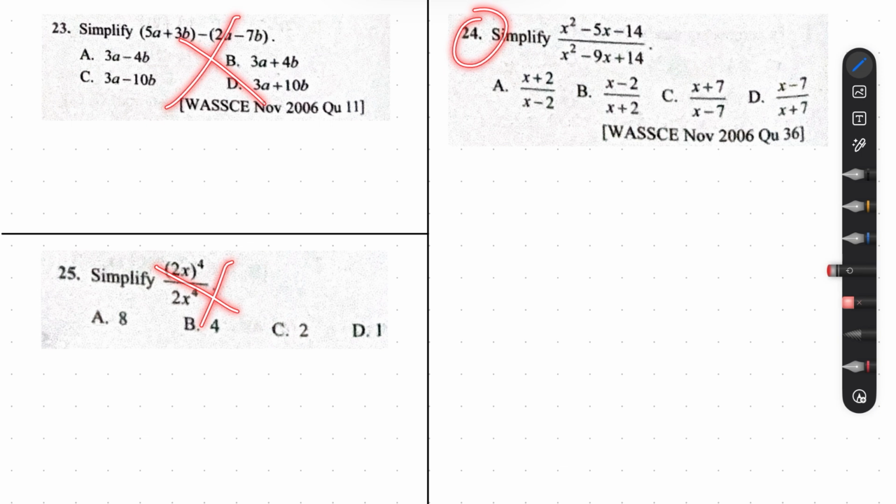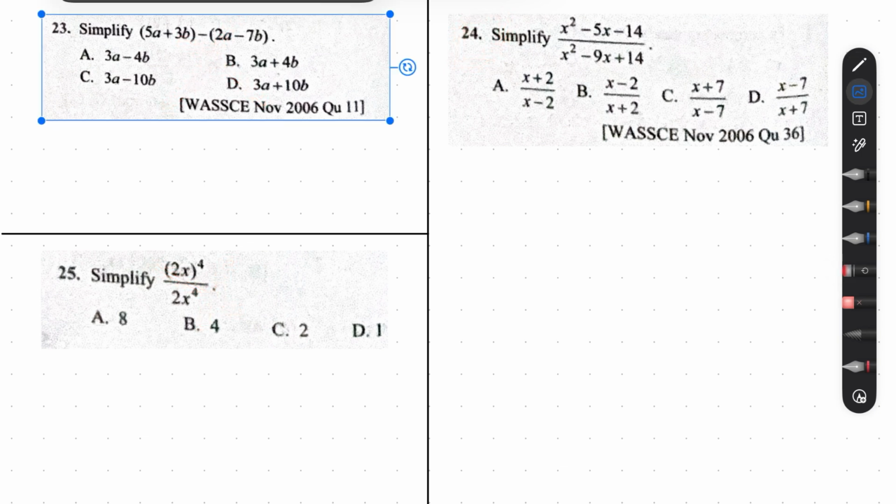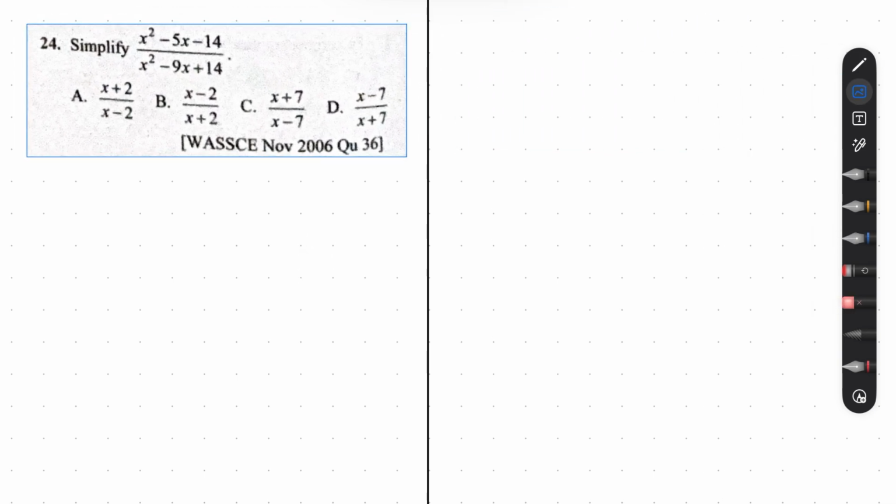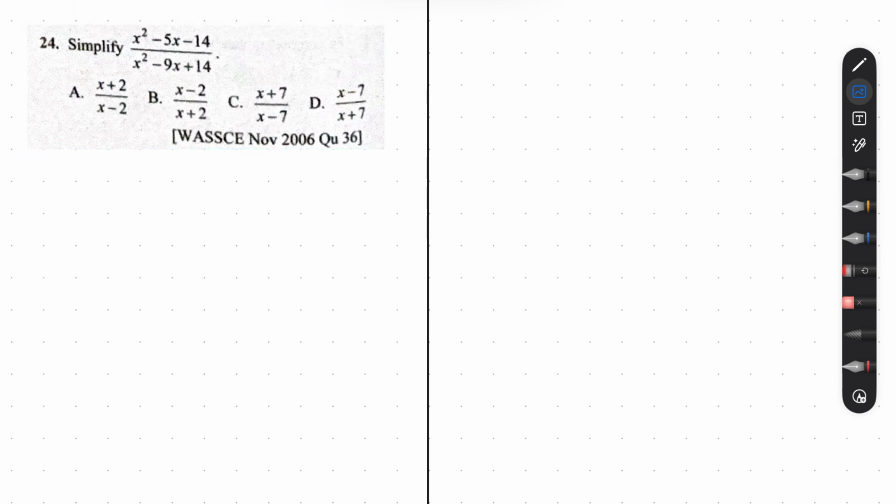Question number 24. So let me quickly take them out, and then we work with just this one. Now in this question, I'm going to show you some trick so that you can quickly solve quadratic expressions. Here we have a quadratic over here and also another quadratic. Normally, if we would have a quadratic separate, we have x squared minus 5x minus 14, and we would like to factorize.